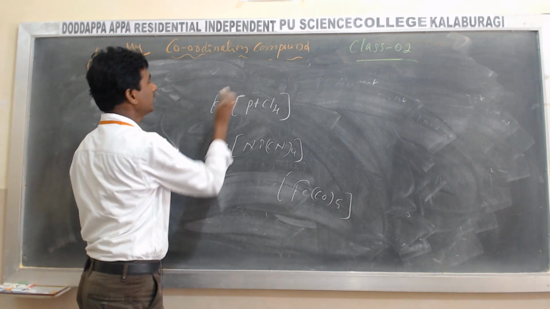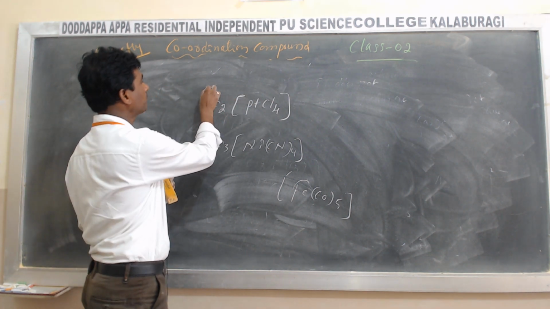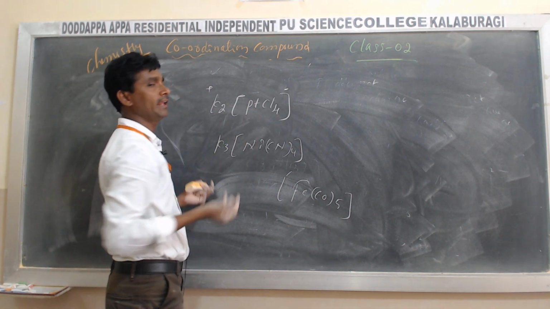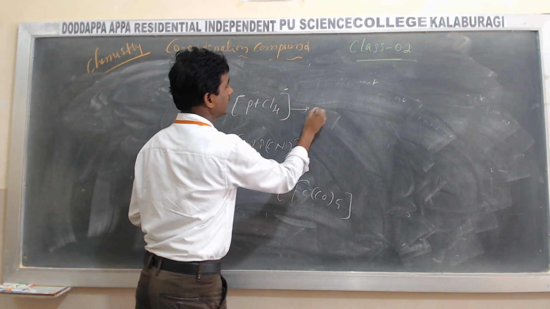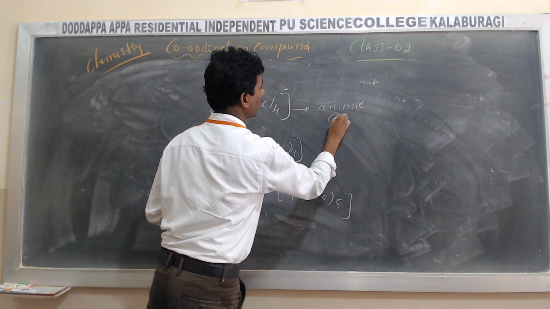So here the simple method is the counter ion is K. K is plus, so the square bracket is automatically negative. The square bracket means the coordination entity is negative, so it is an anionic complex.